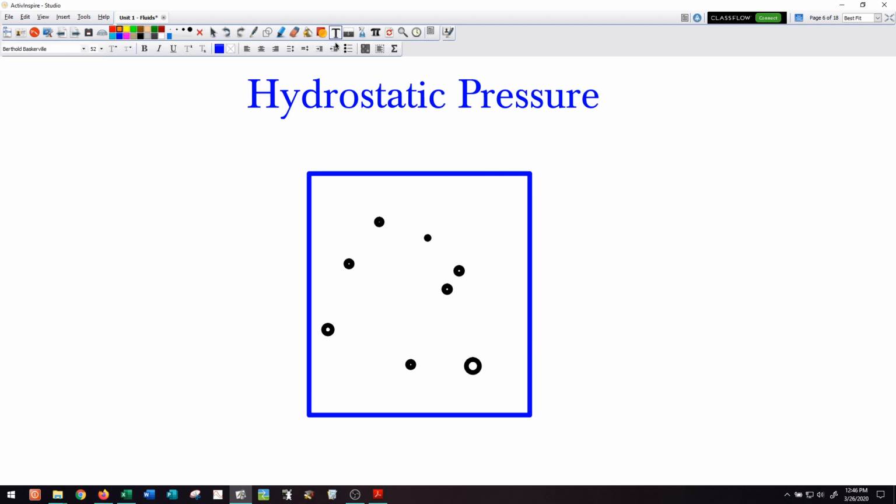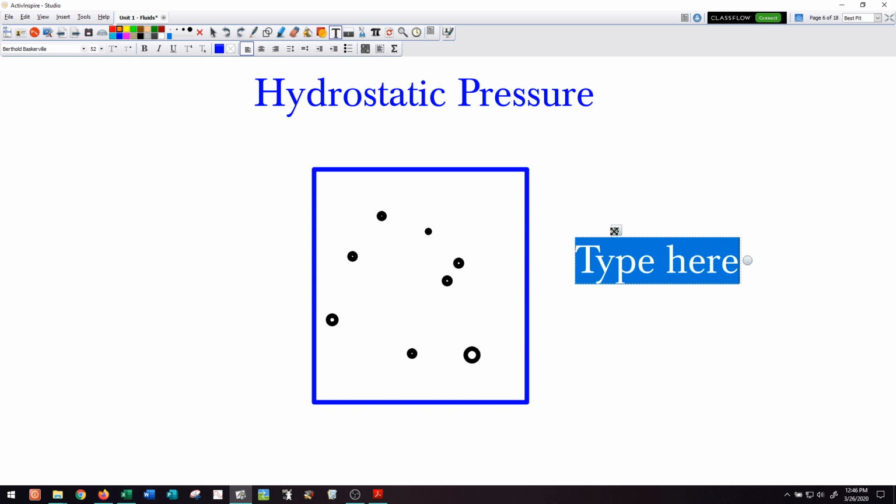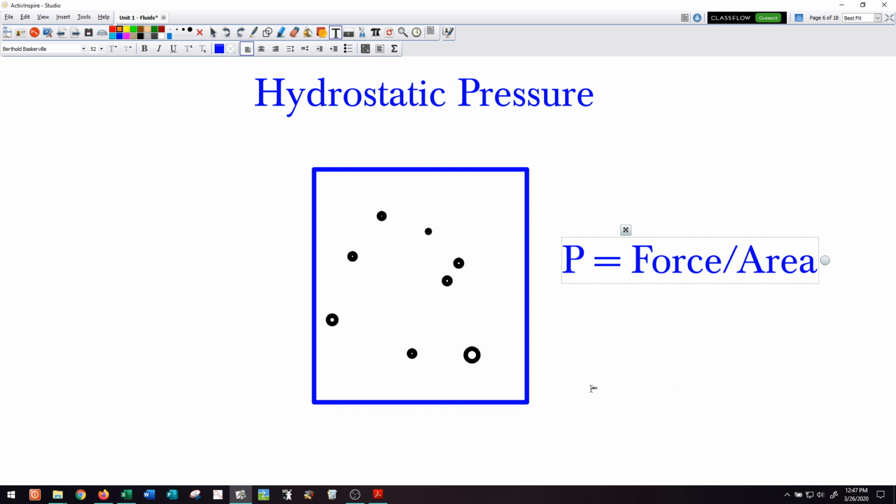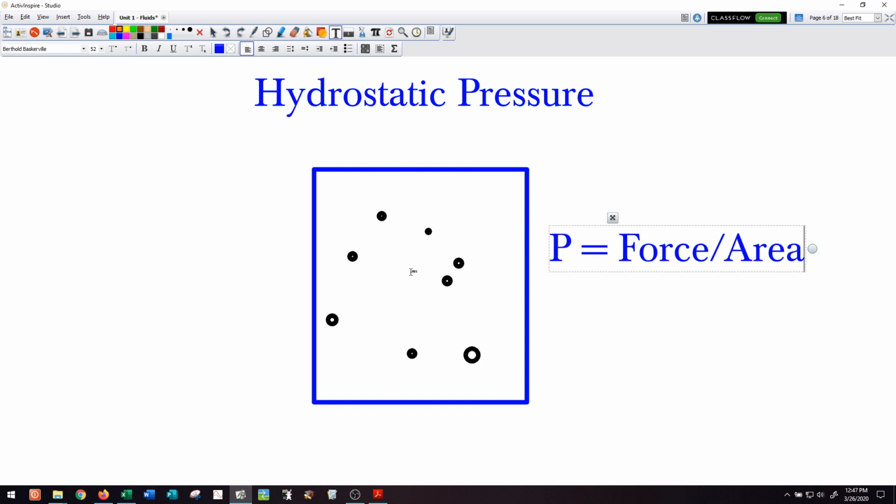So if you remember, pressure is just a relationship that describes how a force is exerted over a surface area. So pressure is equal to the force divided by the area. That way, if we know the pressure inside the container and how big the container is, we know the pressure value and the area value, and we can rearrange this in terms of force. So the force would equal the pressure times the area.